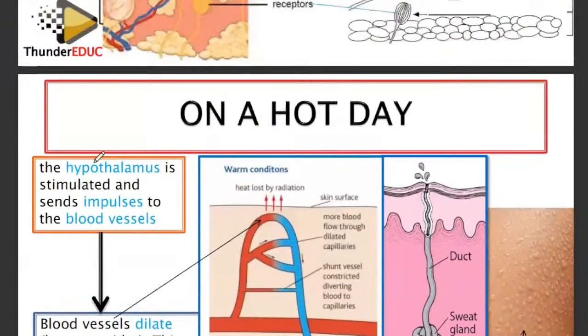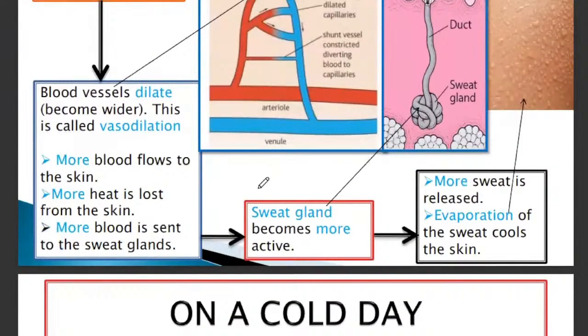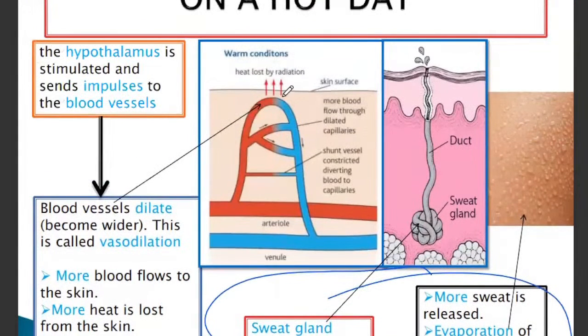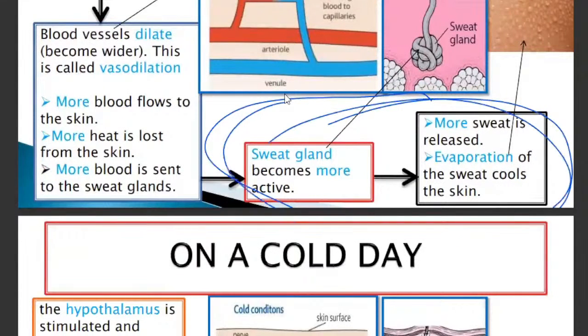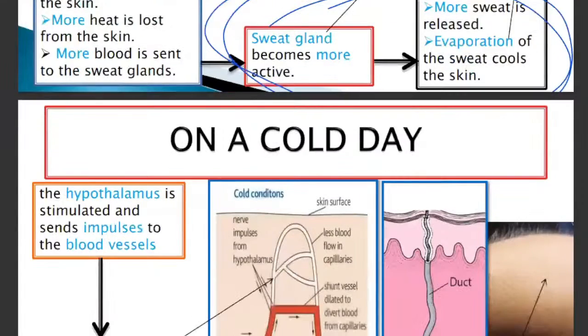So basically what happens here is that the sweat gland will become more active, meaning that it will produce more sweat, and this sweat will be evaporated, and this evaporation will lead to cooling of the skin. You see, they are trying to explain to you how this sweat works. They're not talking about all the control of how heat is being lost. They are looking specifically at the sweat. How does it lead to cooling of the body? So basically, that's what you explain in that regard.